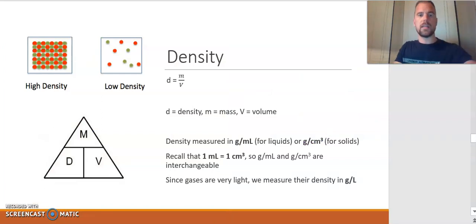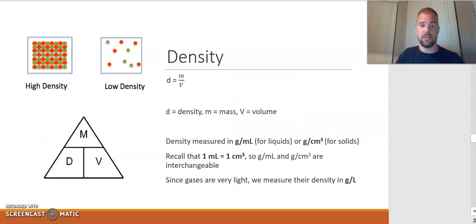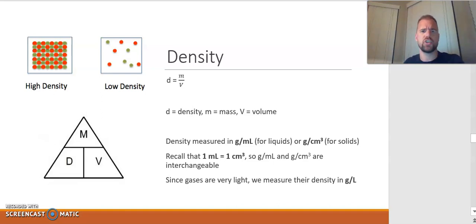All right. The last concept we need to cover in this video is density, and this actually might go on into the next, depending on how long we take. So what is density? Density is a measure of how much matter is compacted into a small spot.